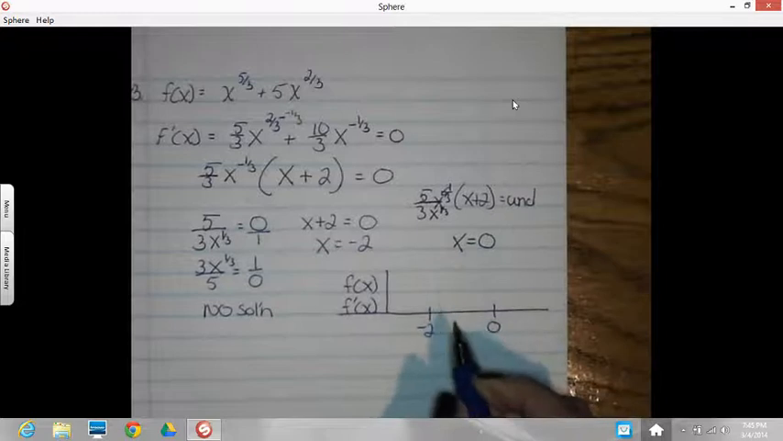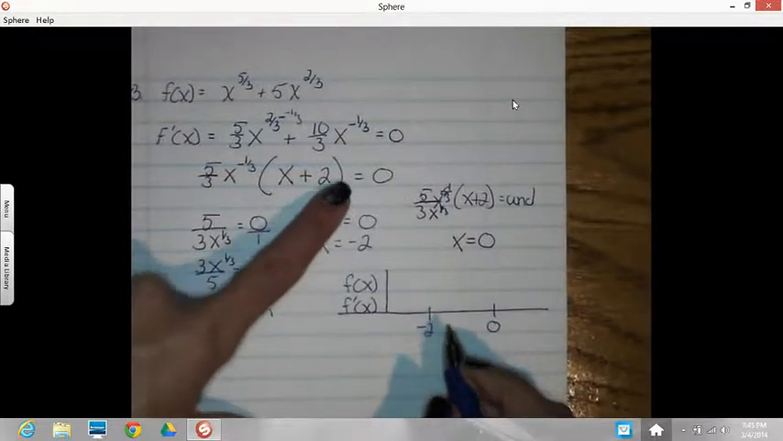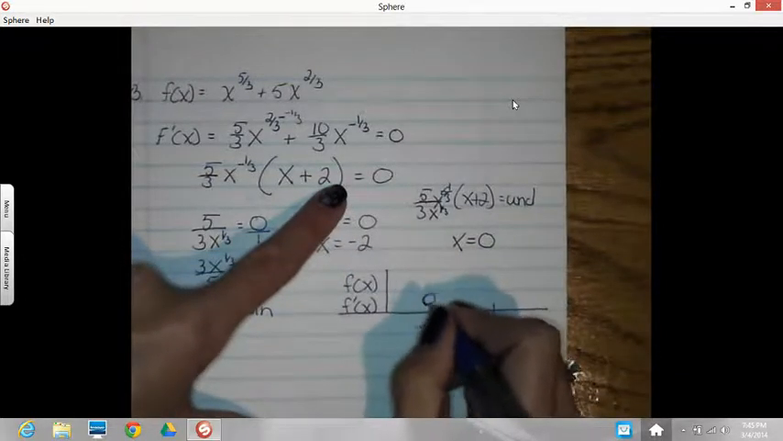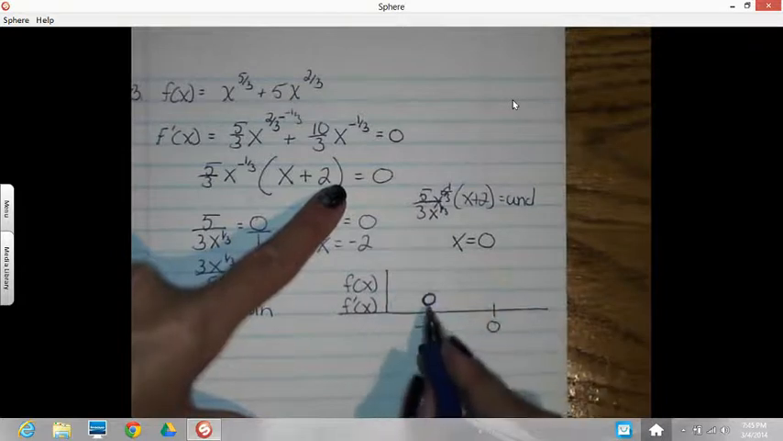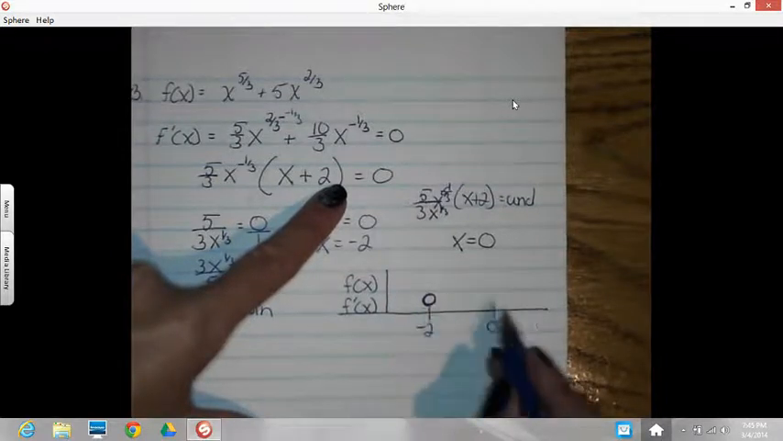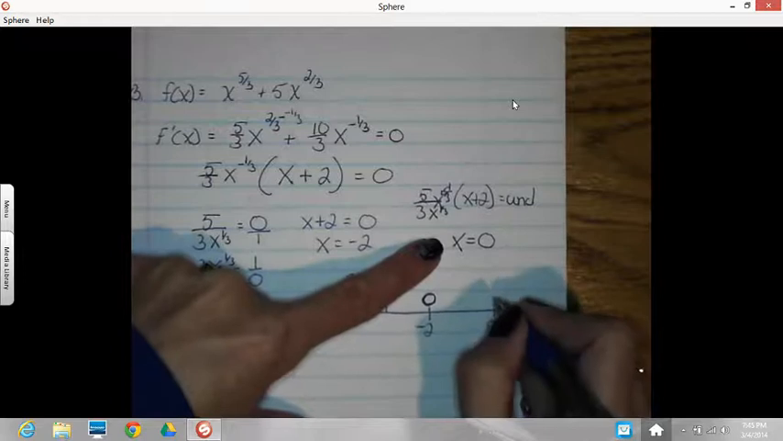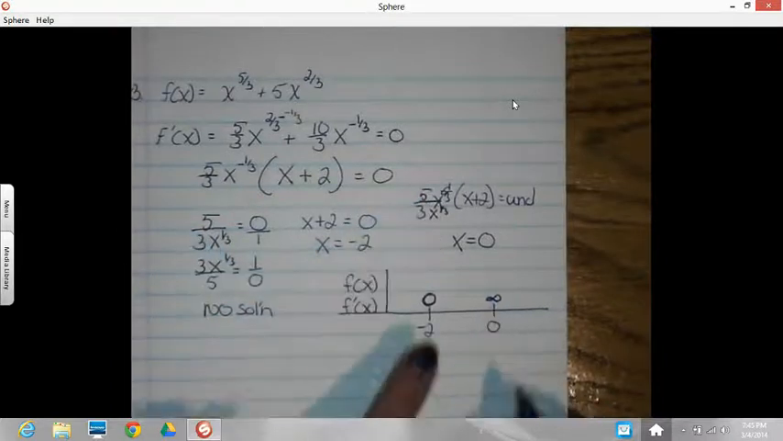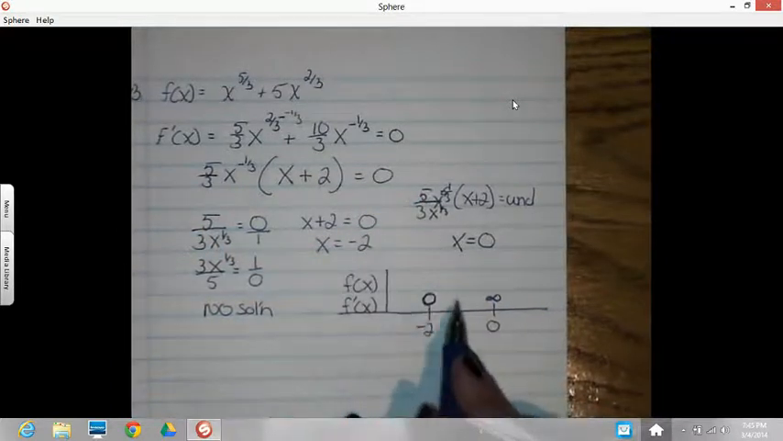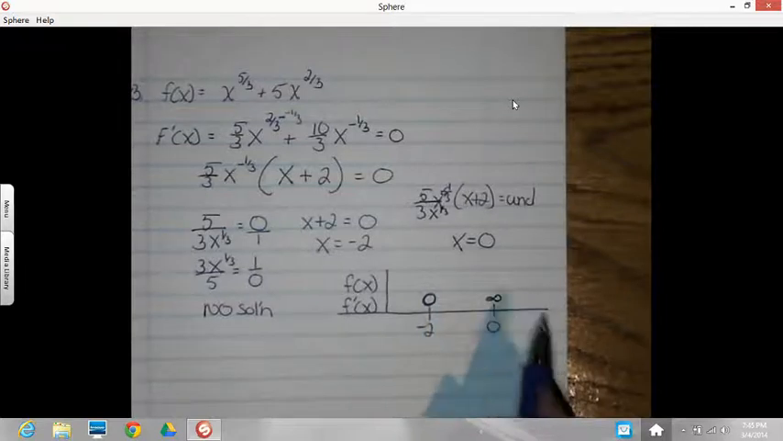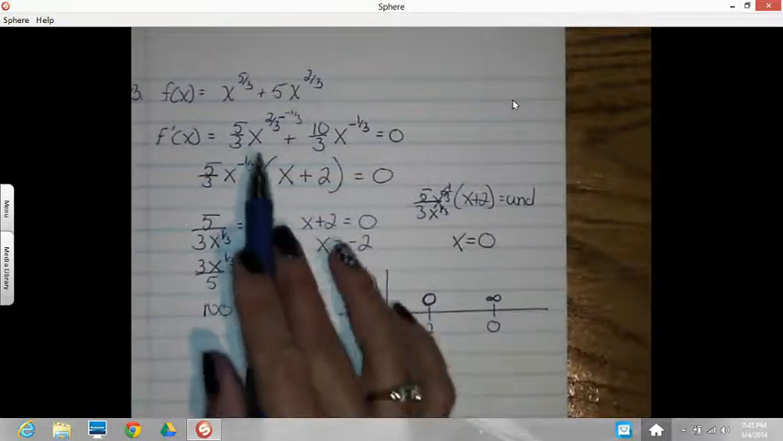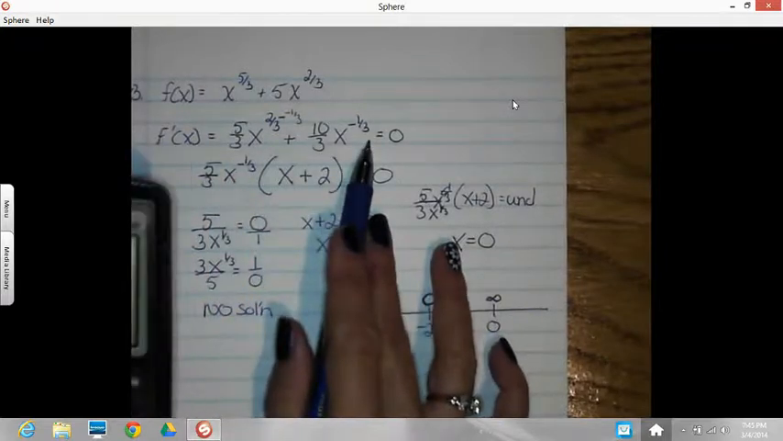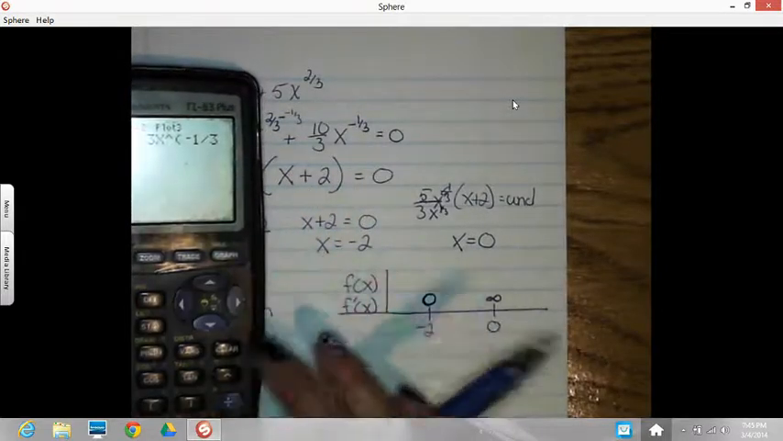Okay? Negative 2 was when the derivative equaled 0. So that means this is either a max, min, or horizontal plateau. The 0 is when it was undefined, or infinity. So we've either got a cusp or a vertical plateau. Only 2 options there, 3 options here. We need to know what's happening in between to tell what they are. That's when you grab your little handy-dandy calculator, type in your derivative equation, and check.